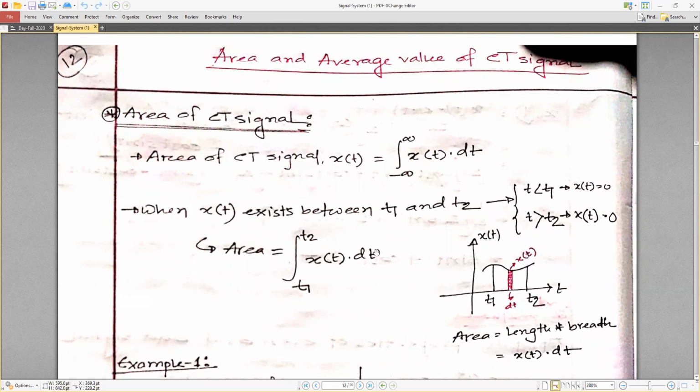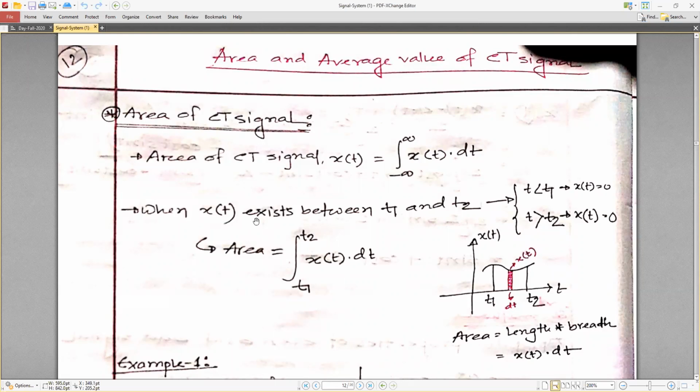Now look at the equation here. Let's say it is a continuous signal. If I want to find out the area of the signal, then what equation will we use? We will use this equation: integral from minus infinity to infinity of x(t) dt. That is the area of the CT signal, or continuous time signal.